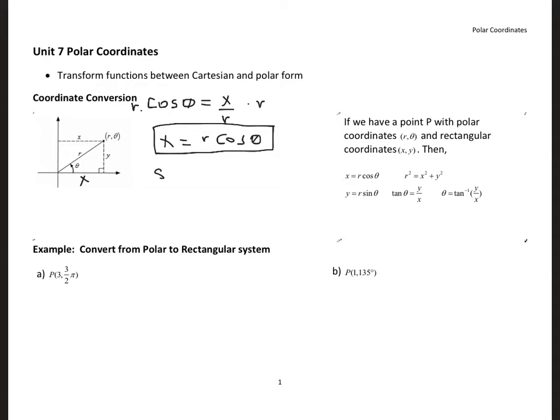Let me do sine of theta. And this is going to be equal to opposite over the radius. I multiply by radius both sides. And what do I get? y is equal to r sine theta. So that is the other formula for getting the y coordinate.